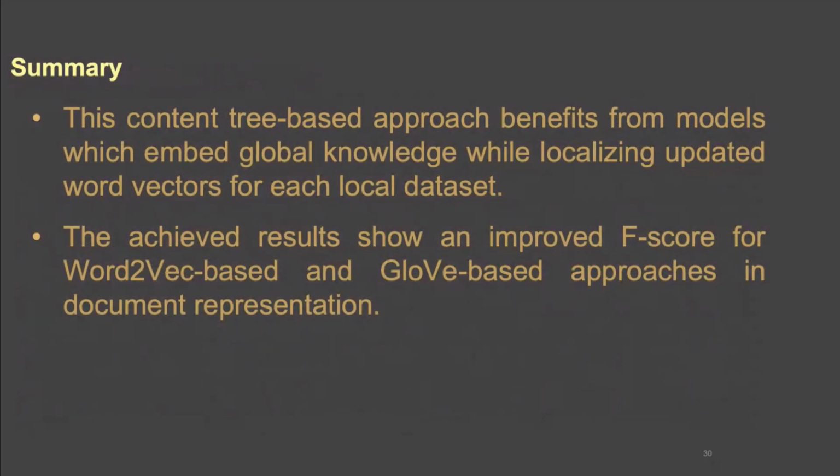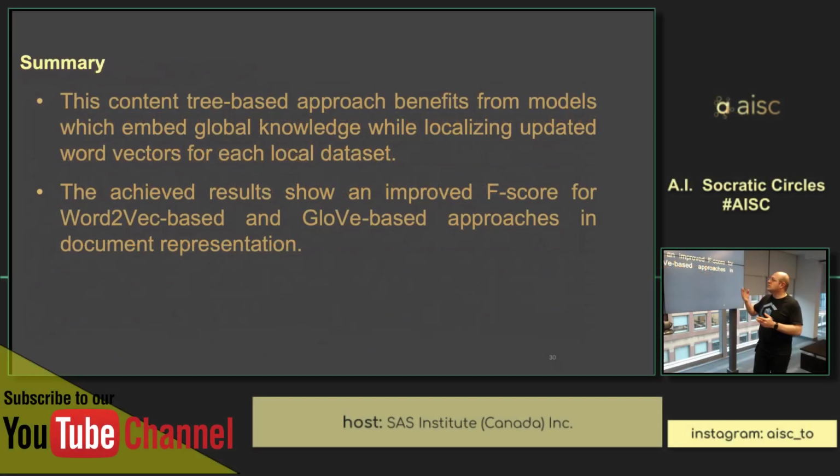For the summary, this CTWE, or content tree-based approach, benefits from the models which embed the global knowledge while localizing the updated word vectors for each local dataset, and the achieved results showed an improvement in F1 score for word2vec-based and GloVe-based approaches in the document representation.